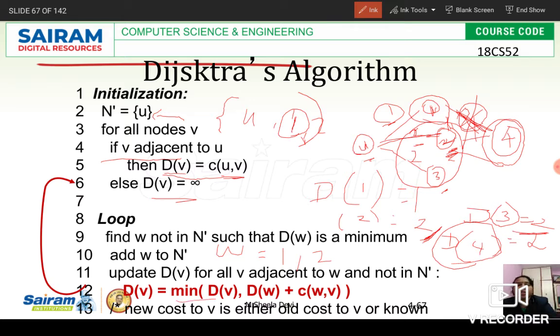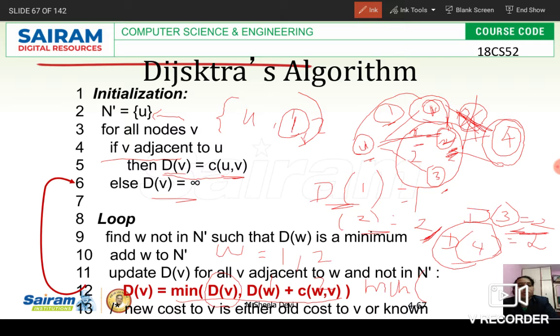See, d of v is equal to min of d of v, where this d of v is whatever we calculated directly if it is directly connected, comma, d of w plus cost of w comma v. What is this w? It is the intermediate node. So from u to 1 and 1 to 2. D of w is u to 1, which costs 1, and cost of w comma v. What is the cost from 1 to 2? It is 2. So 1 plus 2 is 3.